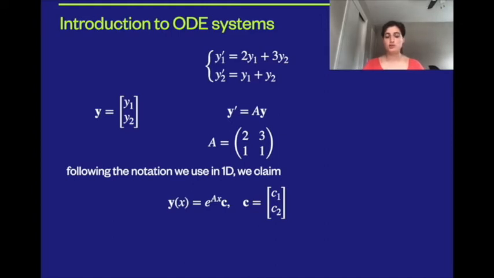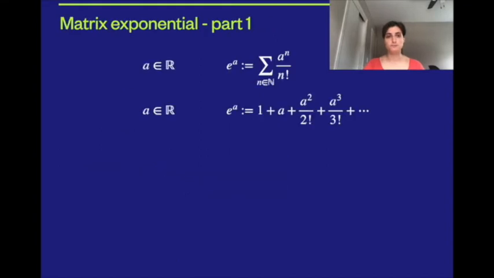So let's try to just solve it in the same way as we have solved the one-dimensional case. We're just going to claim that y of x is an exponential of the matrix A times x, times a vector C of unknowns, C1 and C2. And if we claim that this makes sense, the next thing we have to do is actually define exponential of matrices. Of square matrices, by the way. So let's look at this new topic, matrix exponentials.